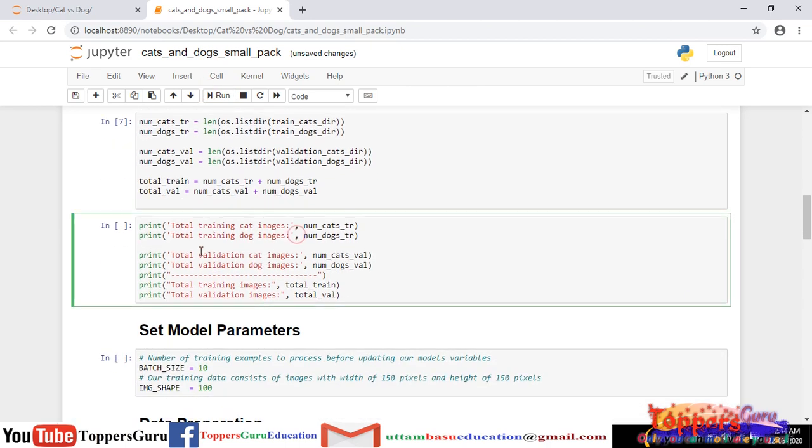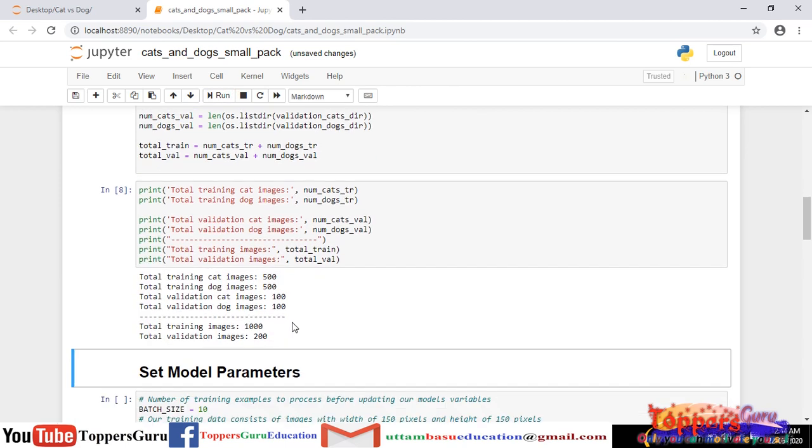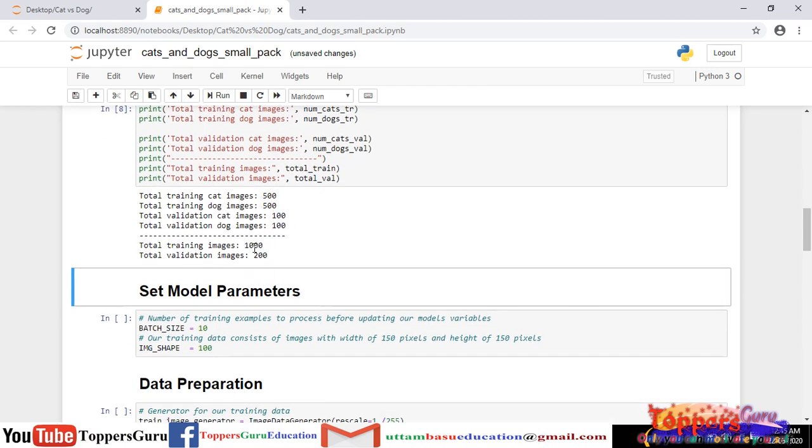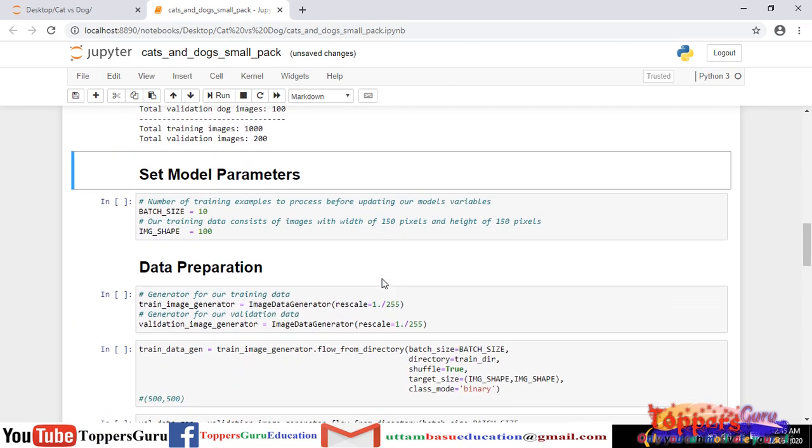Now print the total values that I have already calculated here. See, I have total 500 training cats, 500 training dogs, 100 validation cats, 100 validation dogs. So total 1000 training images and 200 validation images.